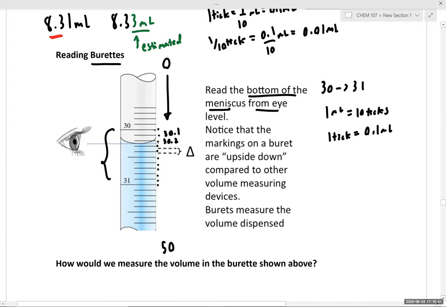Okay, so counting, we see that the bottom of our meniscus is between 30.2 and 30.3. So we'd write our certain digit as 30.2. And are we done here? Is 30.2 milliliters an acceptable measurement?